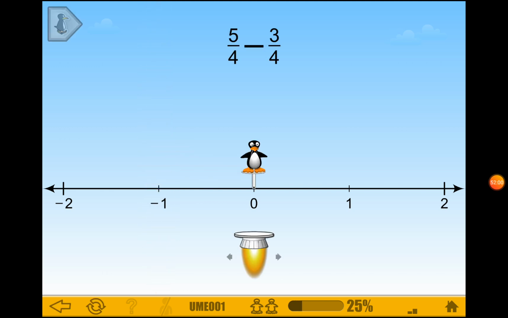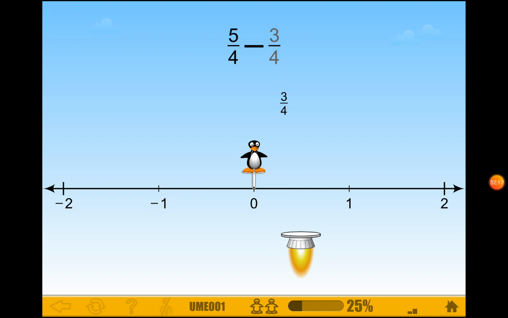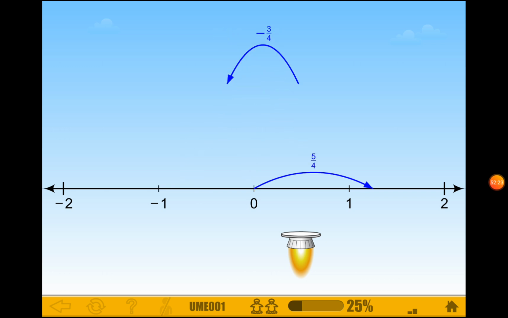Okay. What's next? So 5/4 minus 3/4. So 5 minus 3 is 2, and the denominator stays the same. So 2/4 is also equivalent to a half. So that's right in the middle between 0 and 1. Yep. Sure is. That's in the middle. I'm a legend.